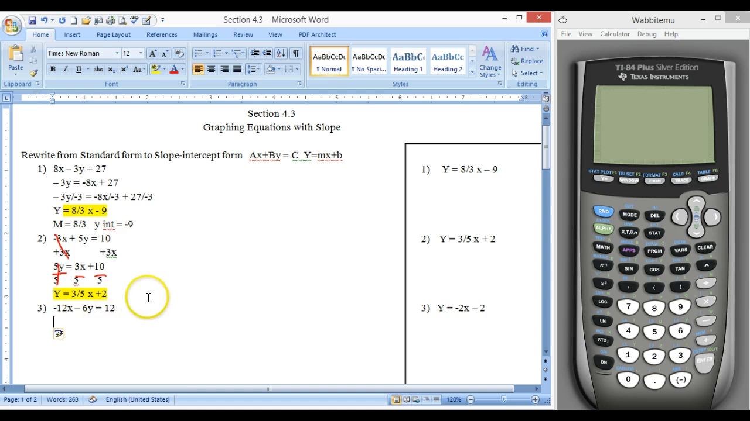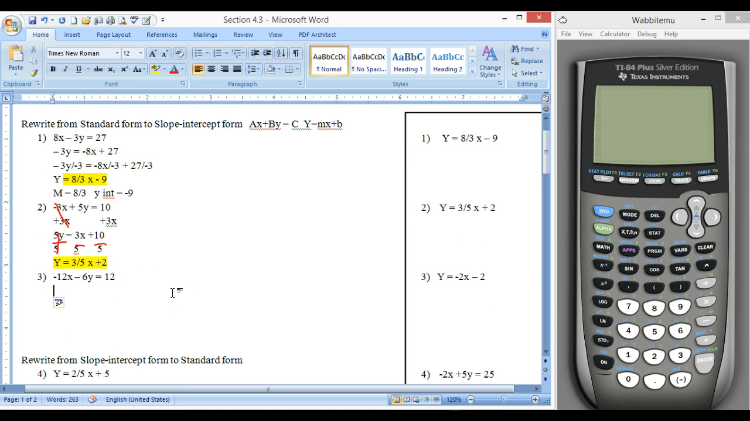Okay, let's try this last one, going from standard form to slope-intercept form, and then we're going to go backwards for the next 3. Okay, so again, we need to get rid of this 12x, so the opposite operation here will be add 12x, and I need to add it to both sides. And so on the left side, the 12x's cancel, and I'm left with this negative 6y equals, and make sure you put your 12x first.